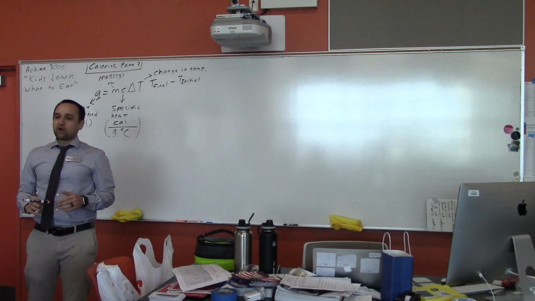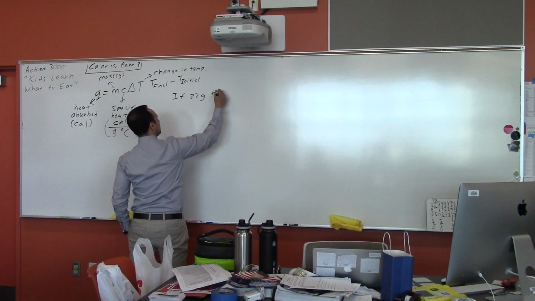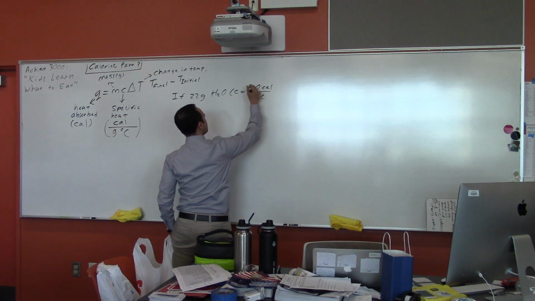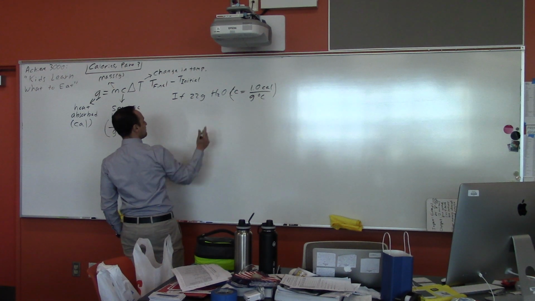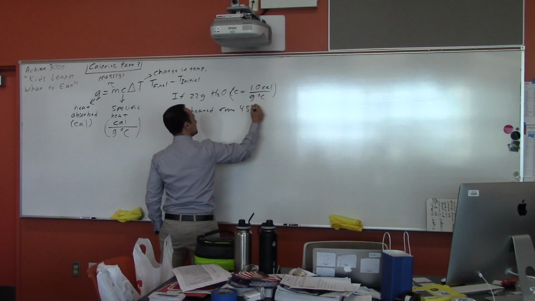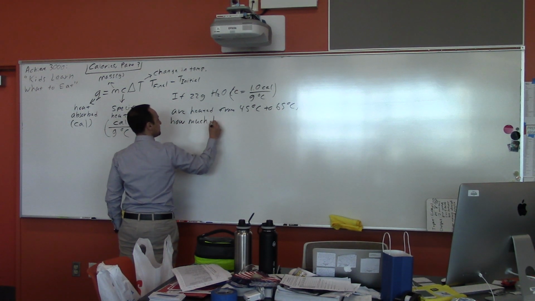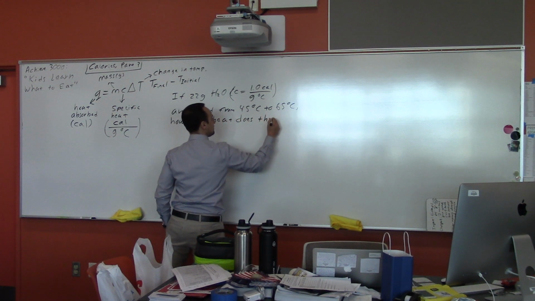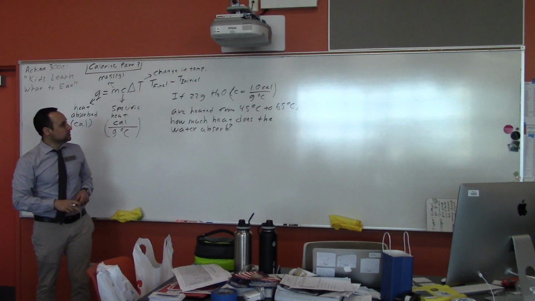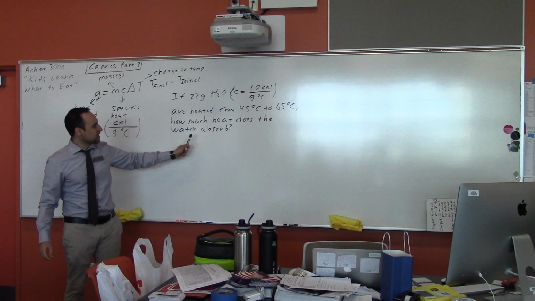So now we're going to go through an example problem just like the one we did last time. Here's the example. If 22 grams of H2O, which has specific heat equals 1.0 cal per gram degree Celsius, are heated from 45 degrees Celsius to 65 degrees Celsius, how much heat does the water absorb? So 22 grams of water, going from 45 Celsius to 65 Celsius. How much heat does the water absorb?